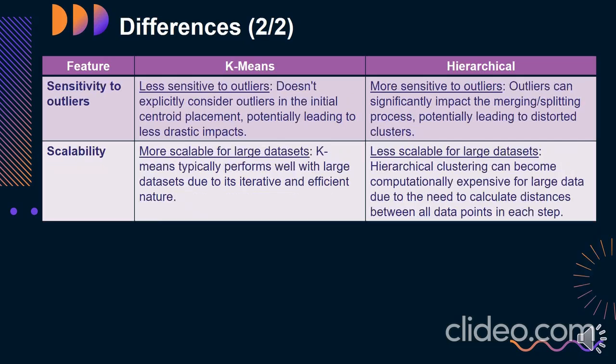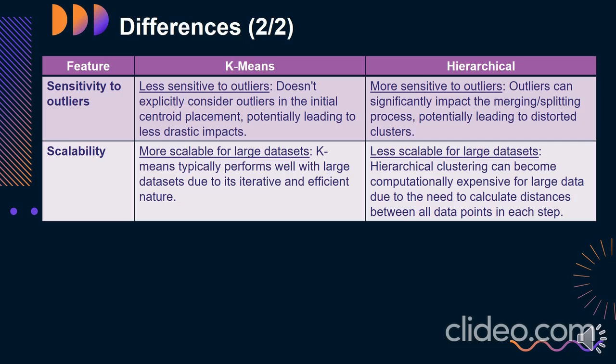Further, k-means is less sensitive to outliers. It doesn't explicitly consider outliers in the initial centroid placement, potentially leading to less drastic impacts. While in hierarchical clustering, outliers can significantly impact the merging or the splitting process, potentially leading to distorted clusters.